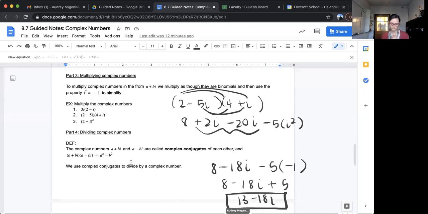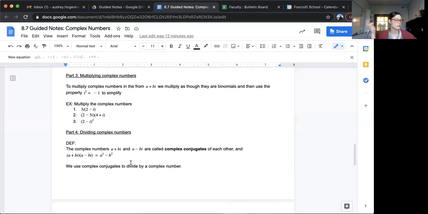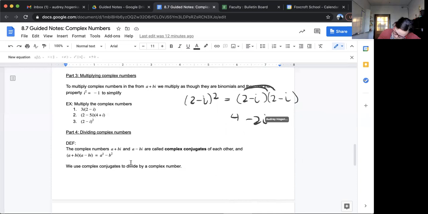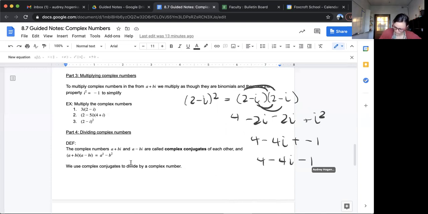So nothing too complex. It just kind of relies on things that you might have forgotten. So 2 minus i quantity squared is going to be equal to 2 minus i times 2 minus i, which is going to have to be FOILed again. 2 times 2 is 4, minus 2i minus 2i plus i squared. So that's going to be 4 minus 4i plus -1. 4 minus 4i minus 1. 4 minus 1 is 3, so we're going to get 3 minus 4i.